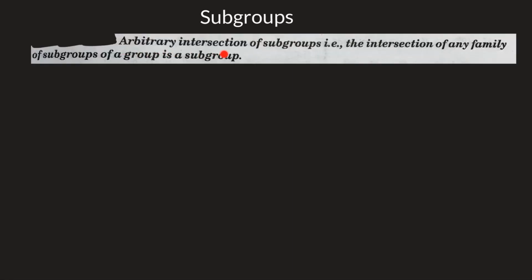We will be covering an important result concerning subgroups. That result is given by the arbitrary intersection of subgroups. What is the meaning of arbitrary? That is, the intersection of any family of subgroups of a group is a subgroup.